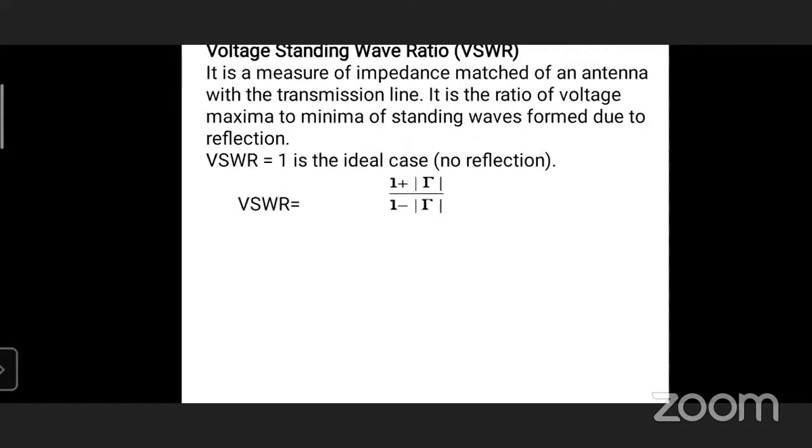The last parameter is voltage standing wave ratio. It is a measure of impedance matching of an antenna with the transmission line. Whenever mismatching occurs at the load side, we have an incident signal and a reflected signal. Both signals interfere with each other and give rise to a standing wave. The ratio of the maximum of that standing wave to the minimum is called VSWR.